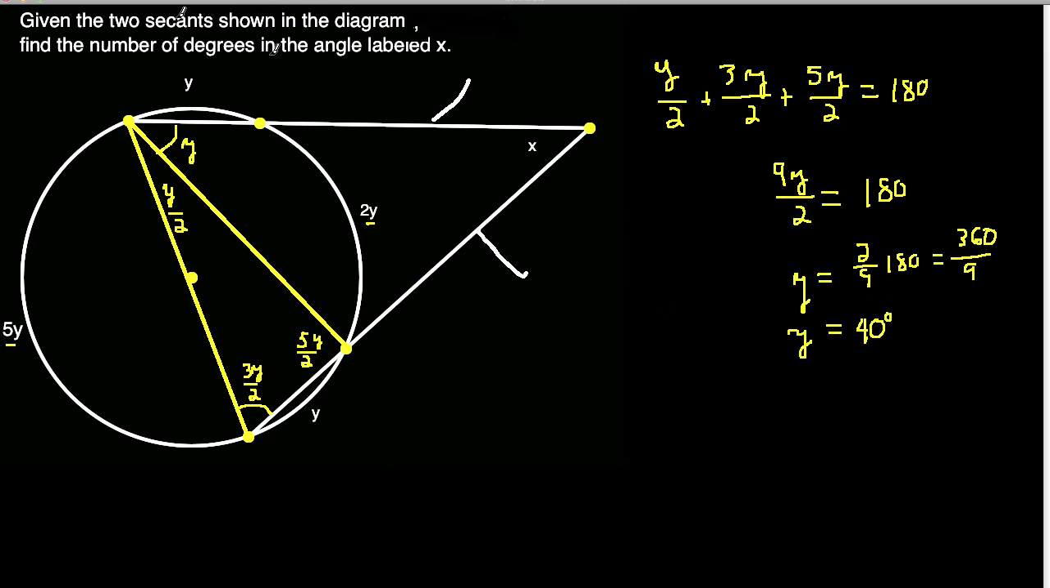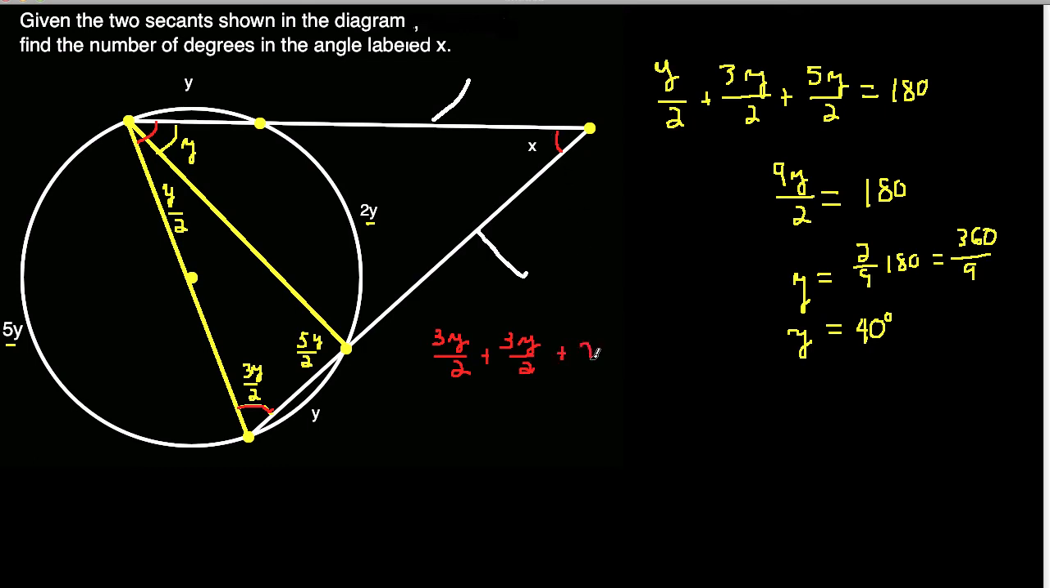Okay, now we have another triangle, and that triangle is the one that has this angle right here, this angle right here, and this angle right here. This angle is 3y over 2. So we have 3y over 2. This angle right here is y plus y over 2, so that's also 3y over 2. And this angle here is x.